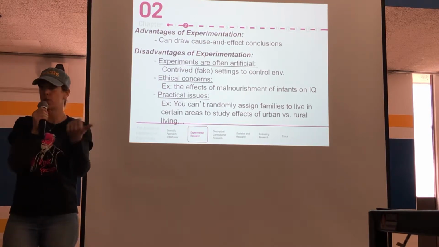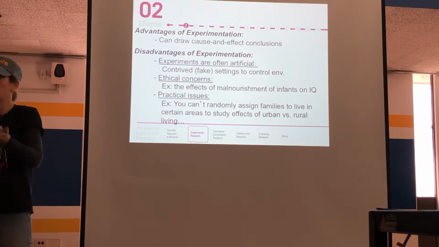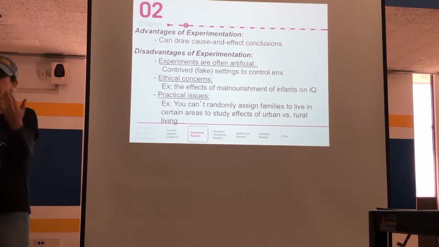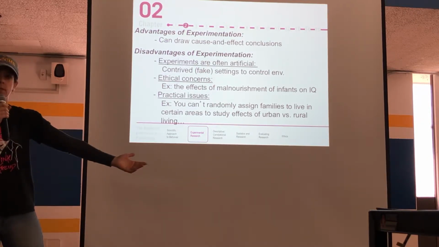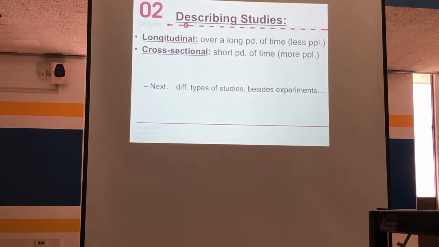Artificial. They're artificial because we know it's an experiment. Ethical concerns. If they're unethical, we can't do them. And sometimes if they're impractical, we can't do them either. So you want to see the effects of malnutrition during infancy on IQ. Can you starve a bunch of babies? No. Why would you do that? I know that's kind of a drastic example, but you remember it.